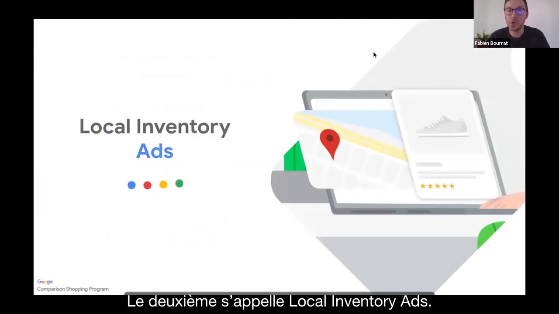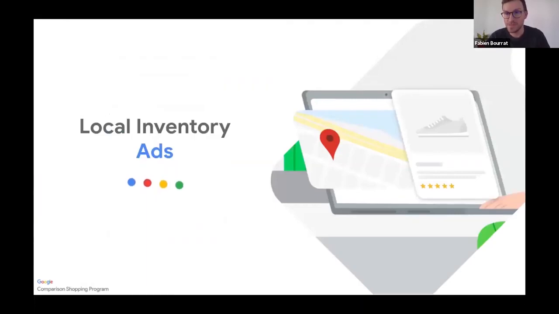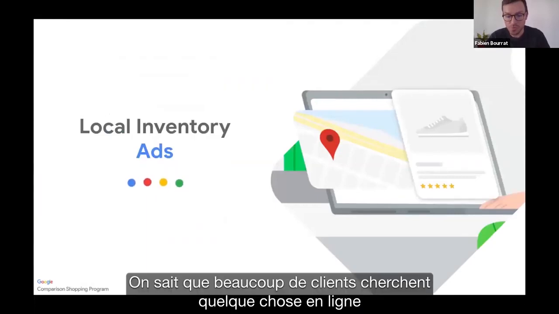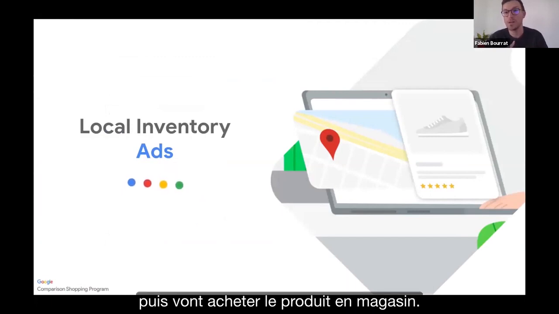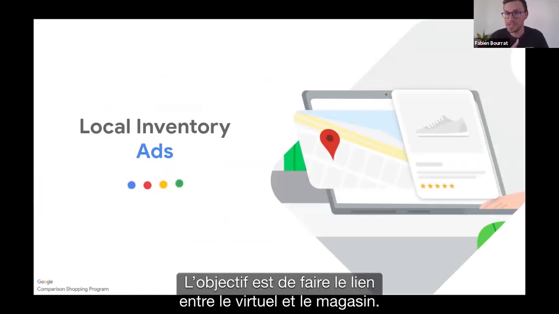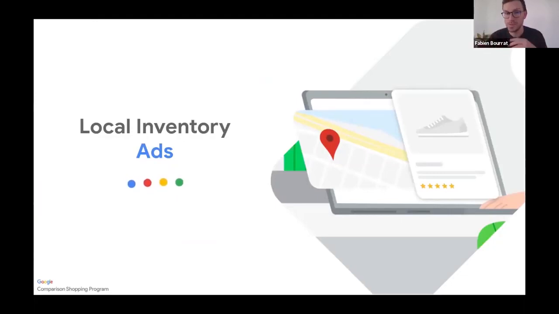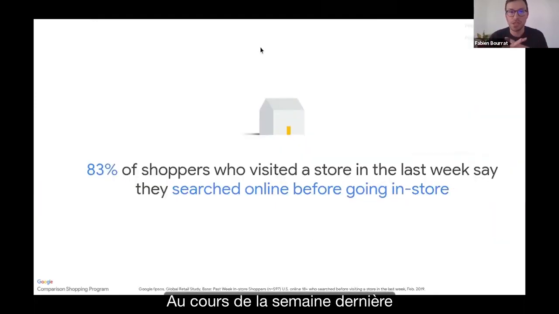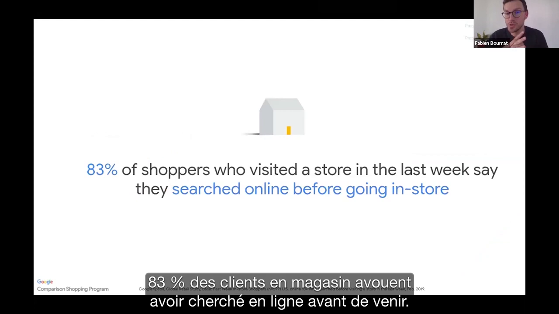The second one is called local inventory ads. We know that many people look for information online and actually go buy the products offline. The goal of local inventory ads is to make the link between the offline and the online world. To give you a number, 83% of shoppers who visited a store in the last week said they search online before going to a store.